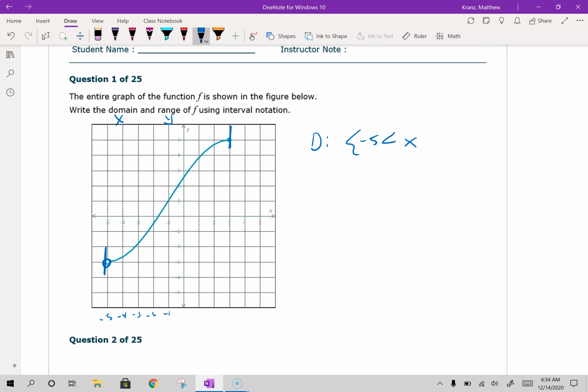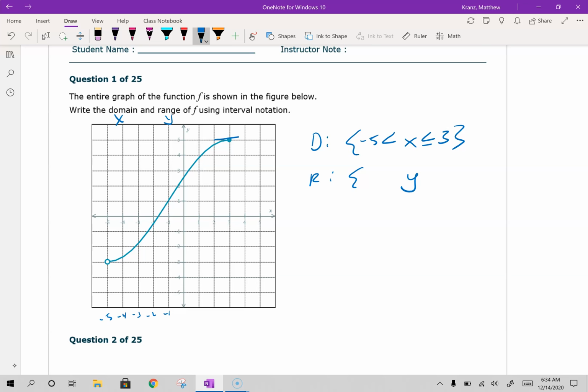And it goes all the way to here, which is 3. Now this is a closed circle, which means it includes it. So x is less than or equal to 3. So remember, when you have that closed circle, you go ahead and you put the line under. Now the range, which are the y's, are how high and how low.